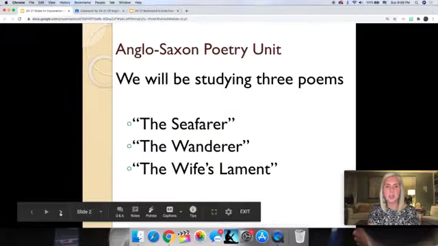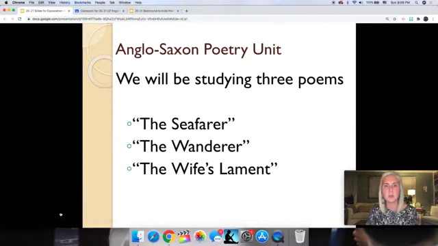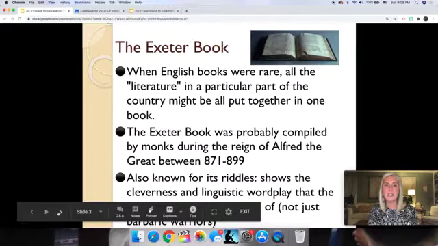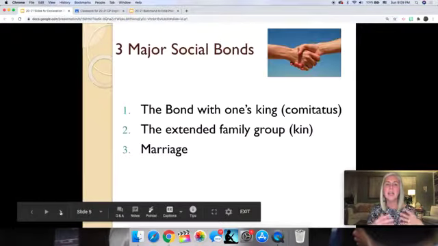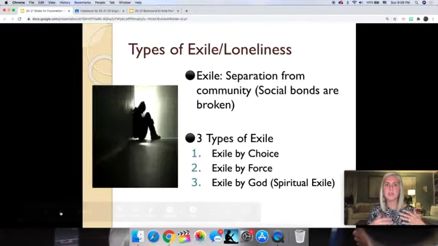Just to review, in this particular poetry unit, we've already taken a look at riddles, but we're going to take a look at The Seafarer, The Wanderer, and The Wife's Lament. One thing thematically that these three have in common is that they all contain a theme of loss of some sort, as well as the importance of social bonds and when those social bonds are gone. So in this case, different forms of exile.